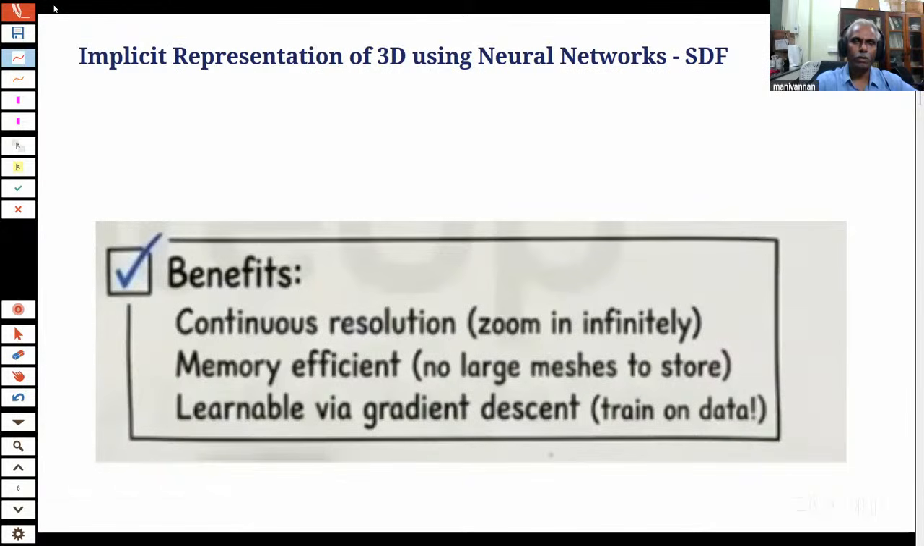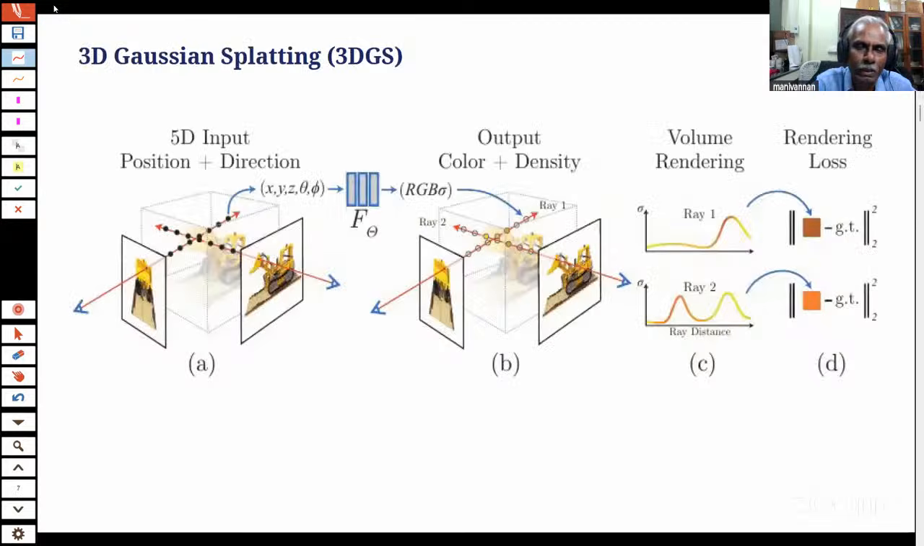So the advantages of all these implicit continuous functions is that we can have infinite resolution. It is highly memory efficient. You just have to store the weights of the neural network, right? It is learnable via gradient descent, which is very, very easy. There are disadvantages as well. The disadvantage is that training the neural network takes a lot of time and a lot of hardware resources.